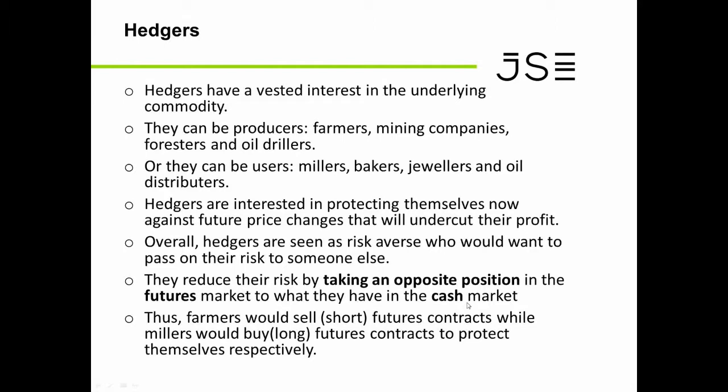Thus, farmers would sell or take short futures contracts, while millers would buy futures contracts to protect themselves, respectively. Let's just take this example. It's just a verbal statement. We are not going to run through any numbers.